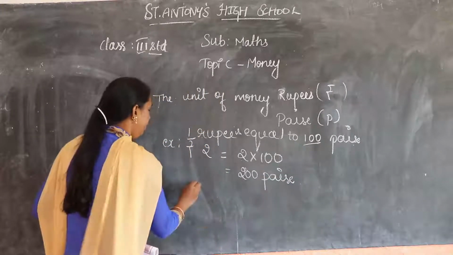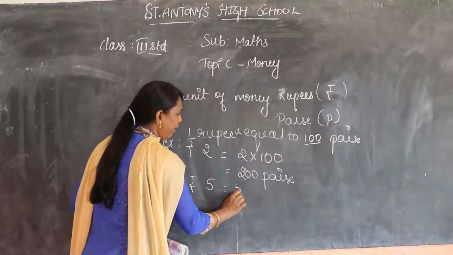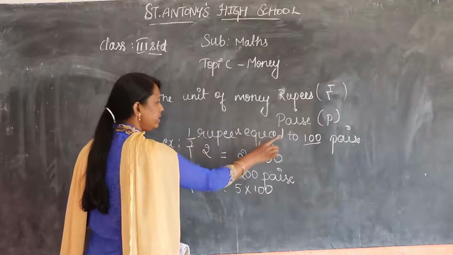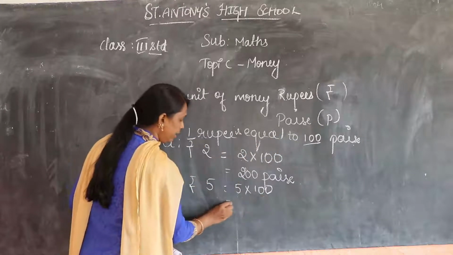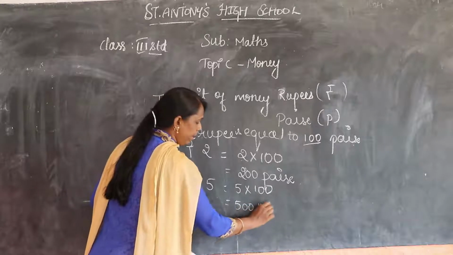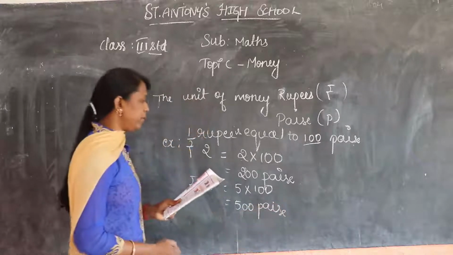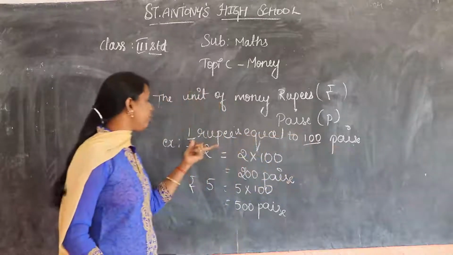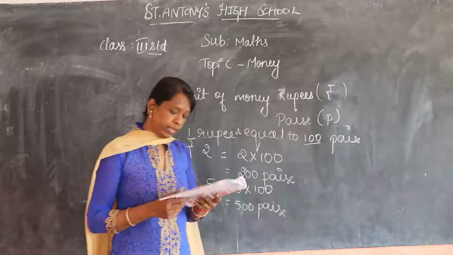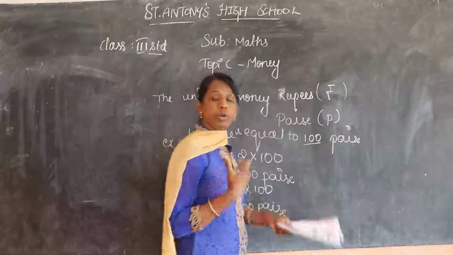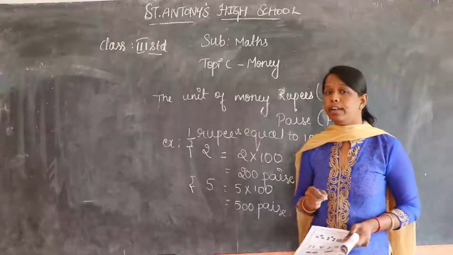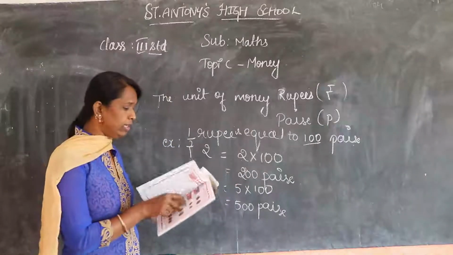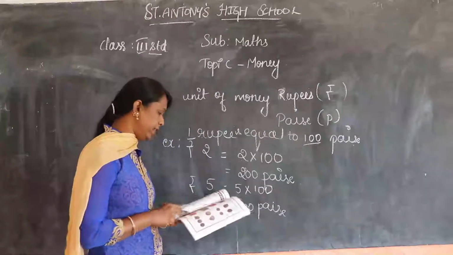One more example, 5 rupees. We know that 1 rupee is equal to 100 paisa, so 5 into 100 we get 500 paise. This is the conversion of the greater unit to the smaller unit, rupees to paisa. Then 10 rupees is equal to how much? 10 into 100 becomes 1000 paisa. Like that we have to convert all the rupees into paisa.